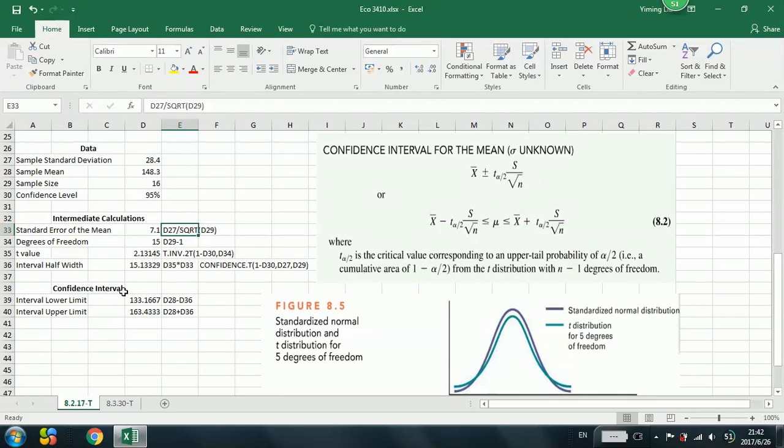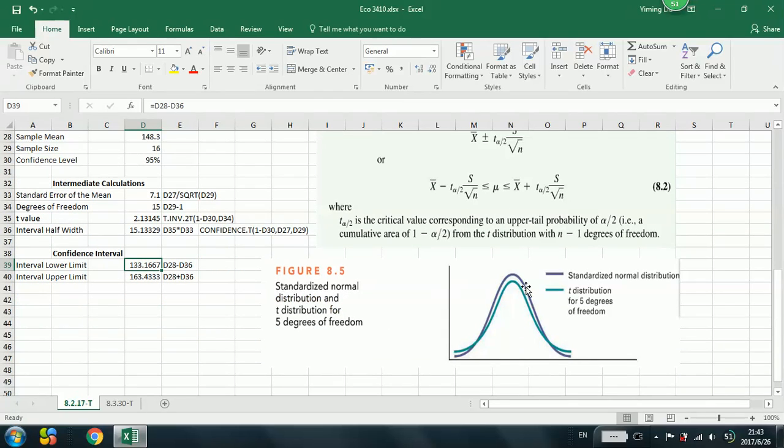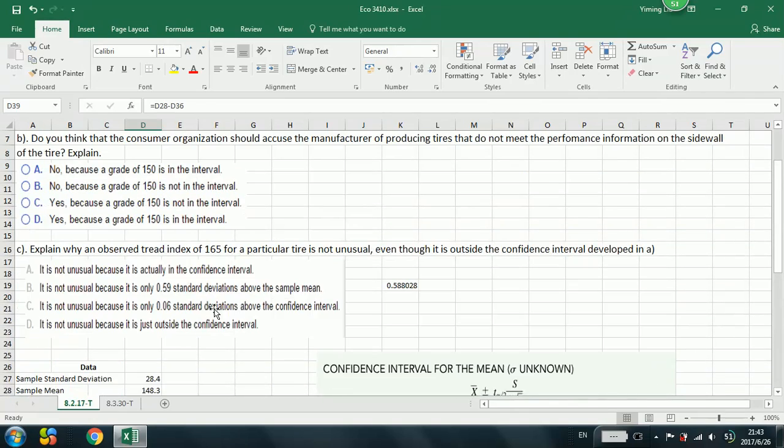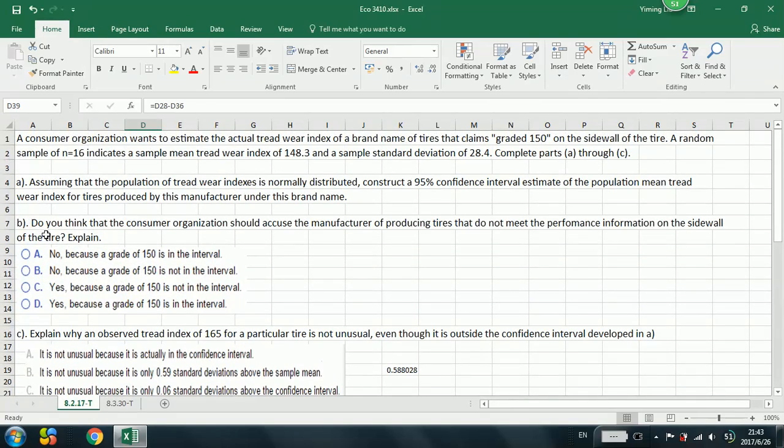For the lower limit of the interval, we use the sample mean, which is 148.3, minus this half-width and get 133.16. For the upper limit, we use the sample mean plus this half-width and get this upper limit. Another thing we need to pay attention to is that for the t-distribution, the higher the degree of freedom, the closer it is to the standard normal distribution. And that is for part A.